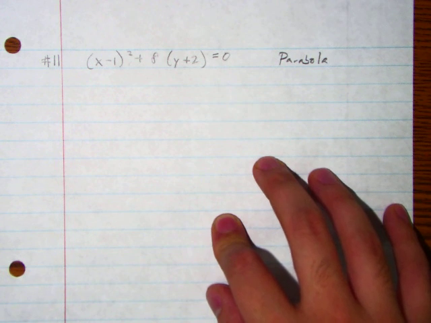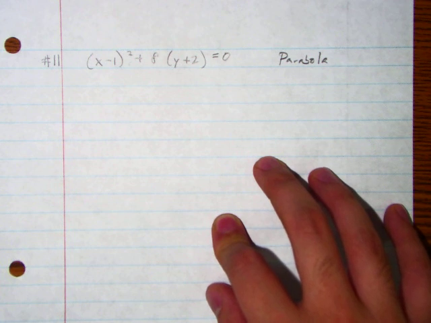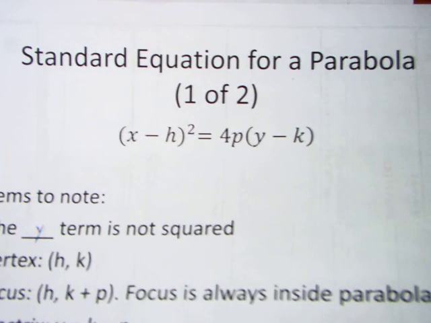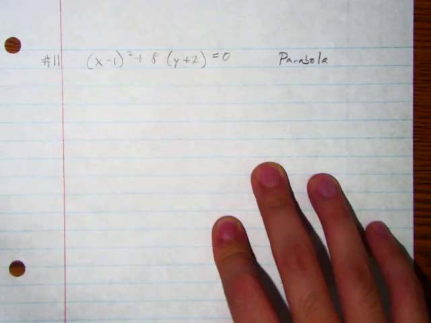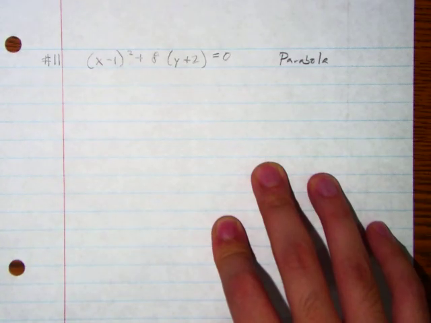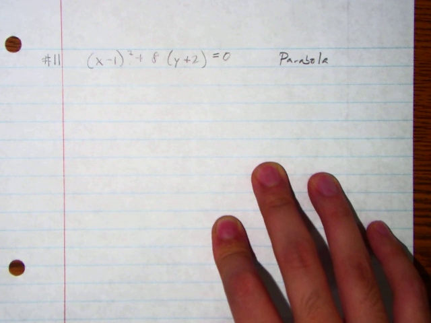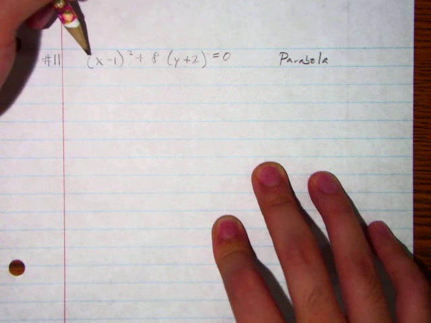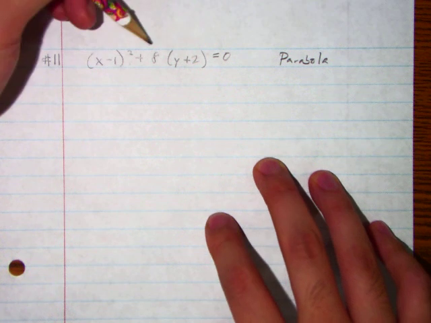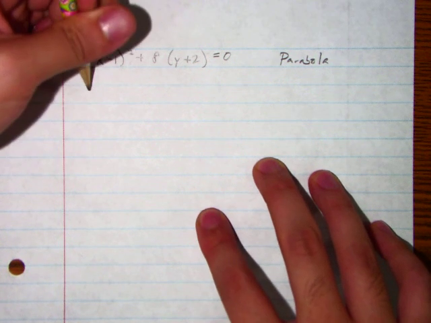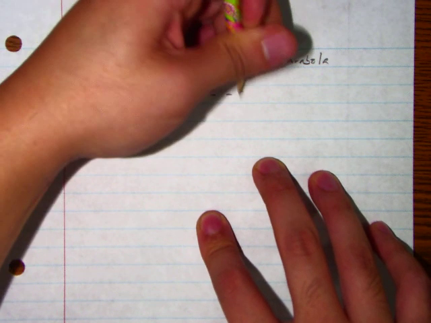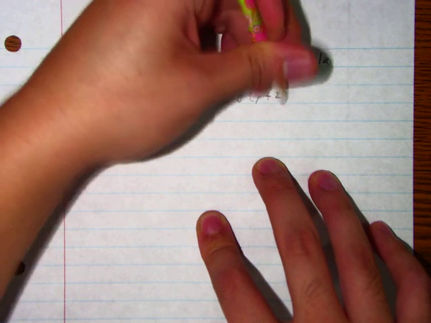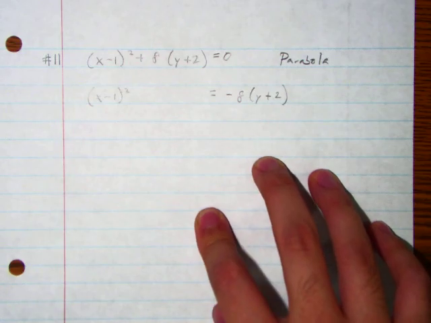We need to first write it into the standard equation for a parabola. Looking back at this slide, we want to write x minus h squared equals 4p times y minus k. So we want to get the x squared term on one side and everything else on the other side. Let's keep this x minus 1 squared on this side, and we're going to subtract this whole bad boy over to the other side. I just subtracted that whole thing over.